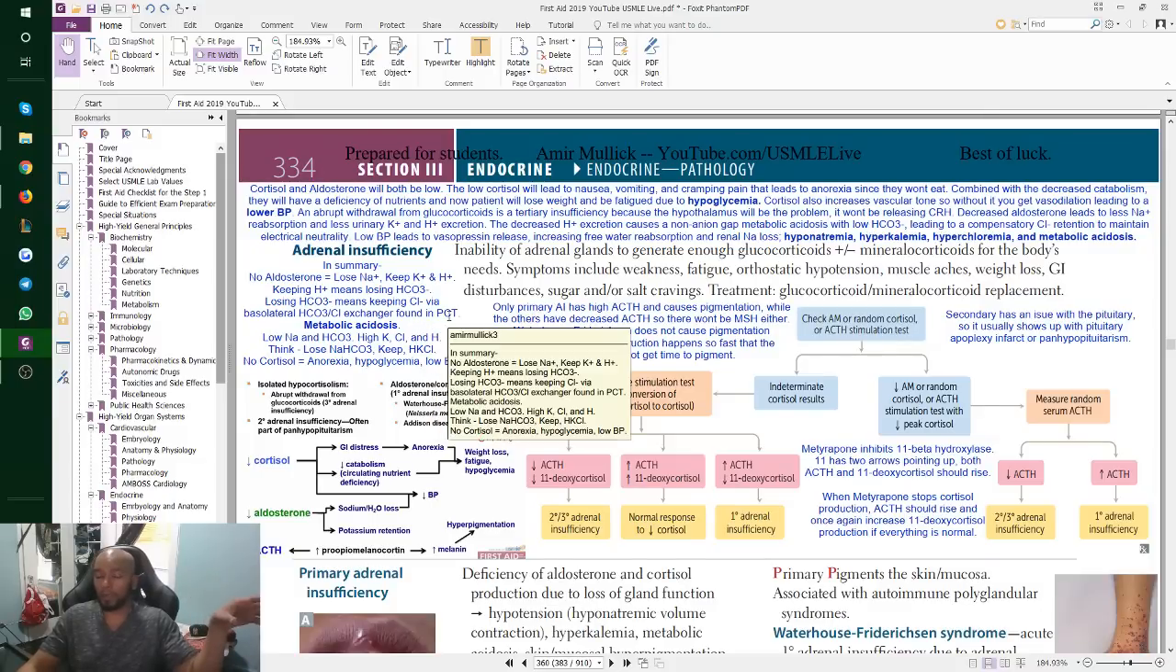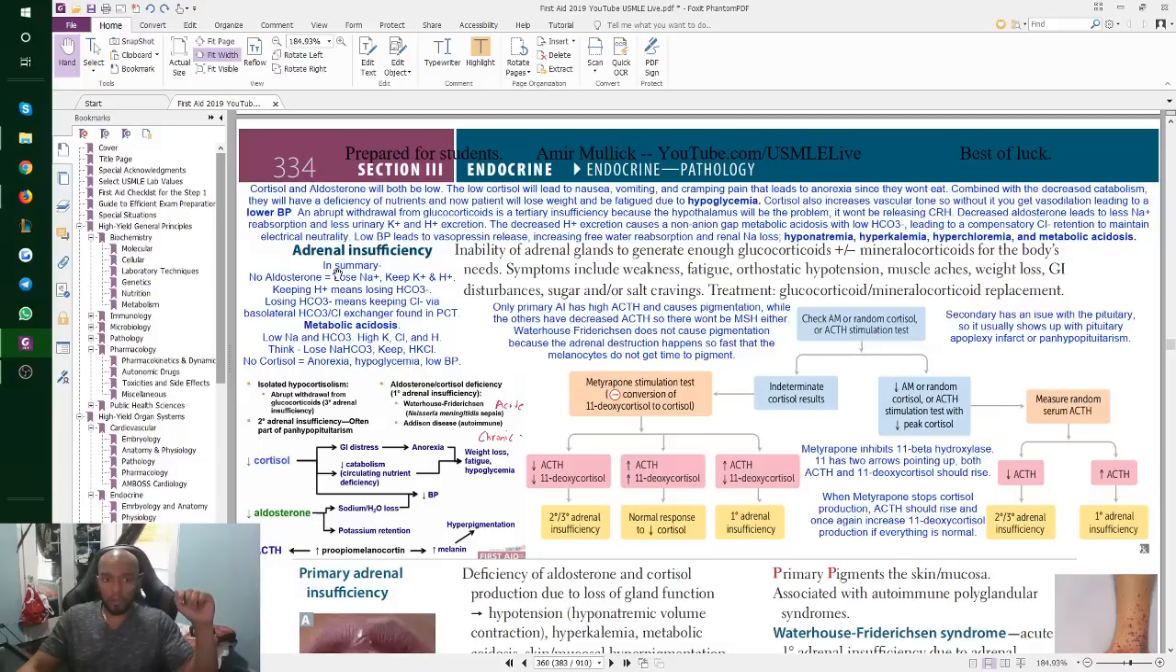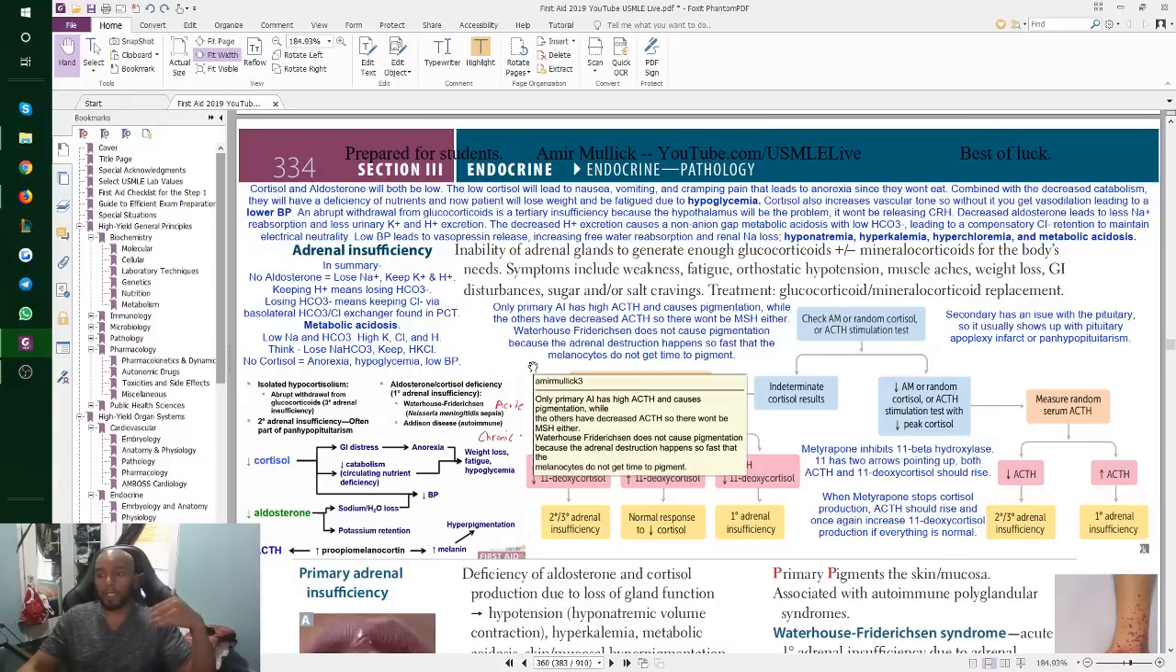This is something you'll learn more about when you get to renal. So far we said we're going to lose sodium because we don't have aldosterone. We're going to keep potassium and hydrogen. Since we're keeping hydrogen, we're going to throw away bicarb because you never really keep both. That would be normal, right? We're not talking about normal things here.